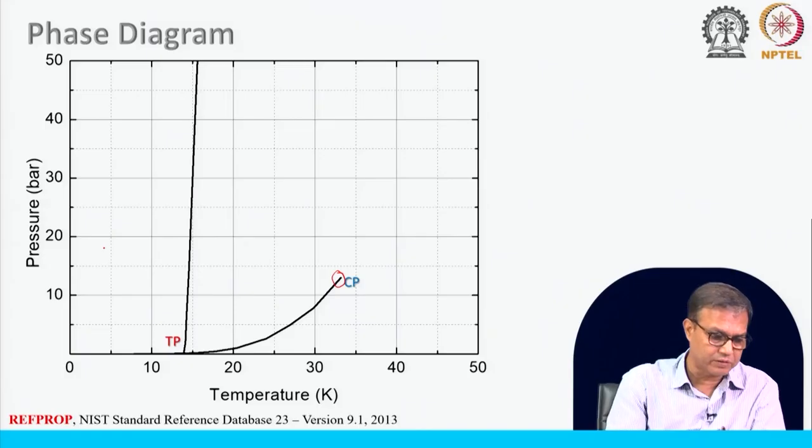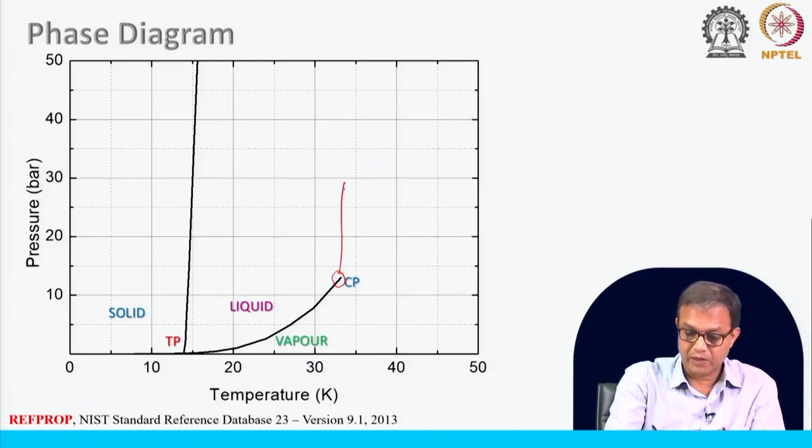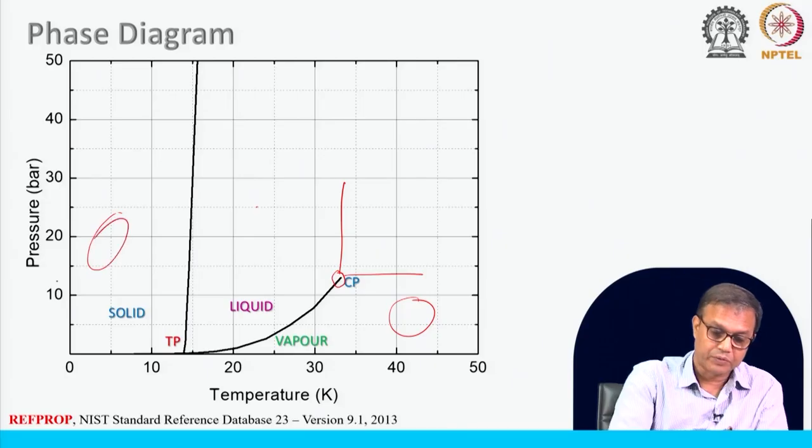So, here this is the solid region, and here this is liquid, and on this side you have the vapor. Now, above and this side you have the supercritical zone, we have the gaseous zone, and here comes the compressed liquid part, and here it is solid.